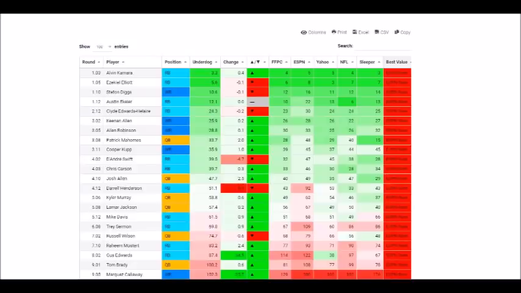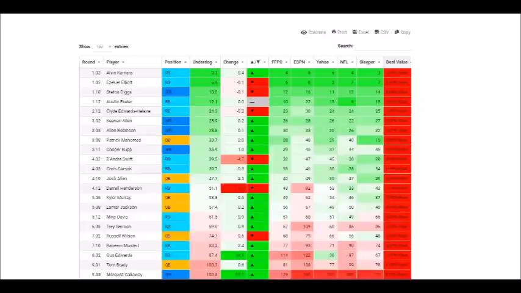Right off the bat, one of my favorite players that's coming in as an excellent value on ESPN is Cooper Kupp. Right here I can see on ESPN he's coming in at the best value as compared to the other platforms. Currently coming off the board 45th overall, a much better value when compared to other platforms like FFPC and Yahoo, where he's coming off the board 39th and 37th respectively.